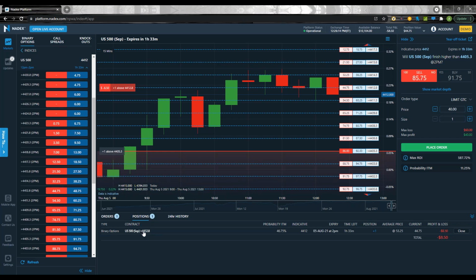Greater than 44,112.8. That's our strike price. That's our line in the sand. That's what we needed to be over because we did get a buy side on this contract. Again, we do have the probability in the money. This is going to be consistently being calculated for all contracts.